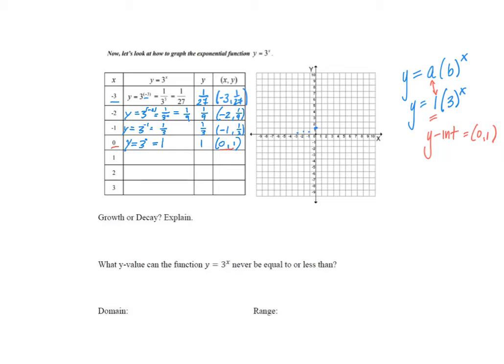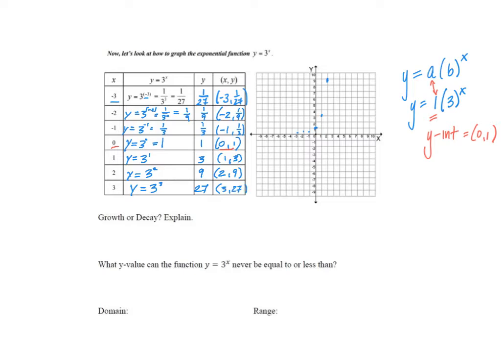When I have 1 as my input, I have 3 to the first. So that means my output's going to be 3. So 1, 3 is my ordered pair. It's finally going to get a little bit larger here. 2 is my input. I have y equals 3 squared, and we all know that 3 squared is 9. So 2, 9 is my ordered pair. And if I plug 3 in, holy smokes, this is going to be 3 cubed. 3 cubed is 27, and we know that that is way, way off our graph.